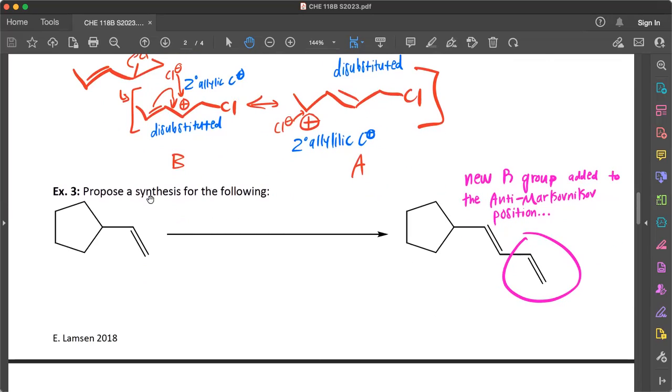We see here that in the reactant and the product, the only difference is this new R group that is added to the anti-Markovnikov position of the double bond, or the less substituted side of the double bond.